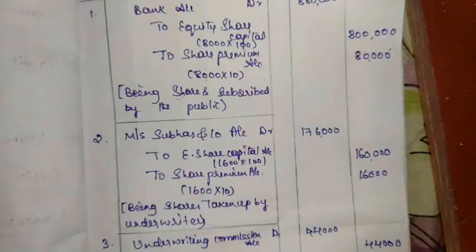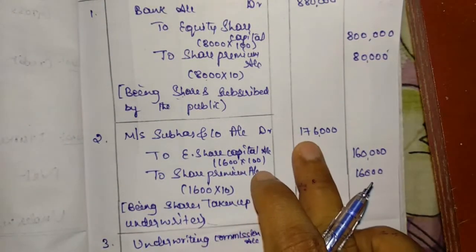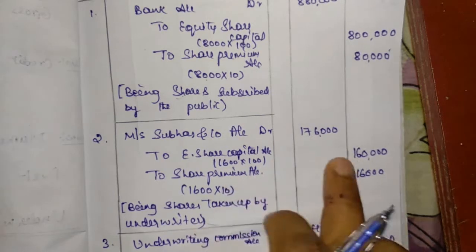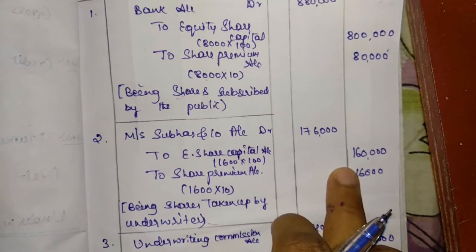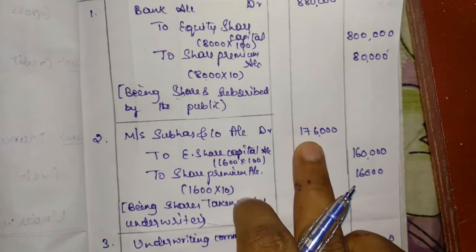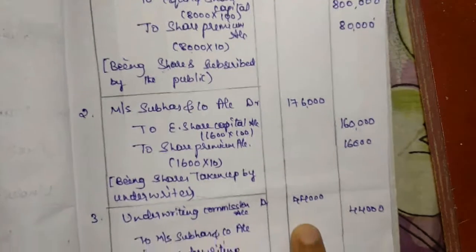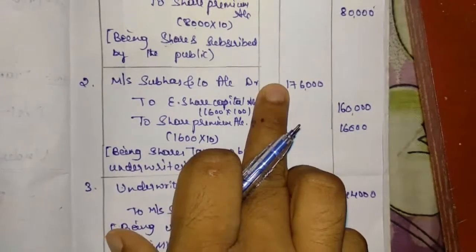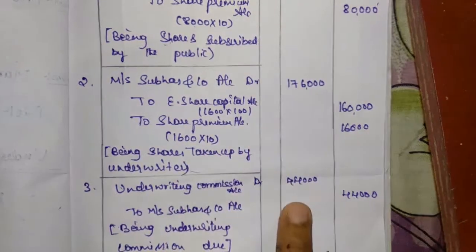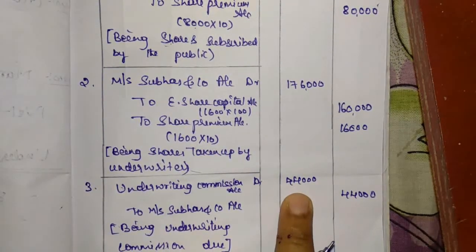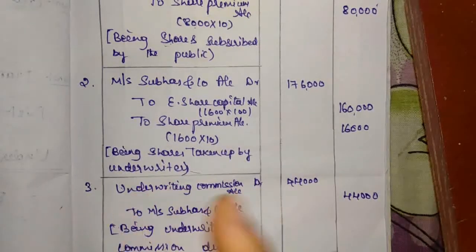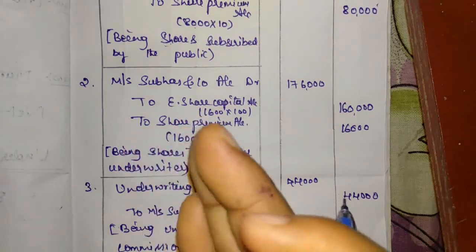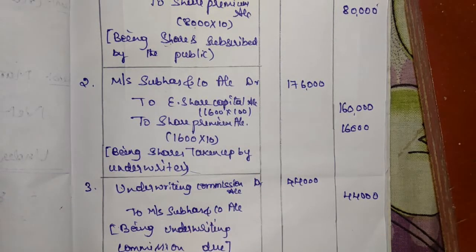Here, what is the total amount due from underwriter? That is 1,76,000. That means for taking up shares of the company, he need to pay 1,76,000 to the company. But what is the commission due from the company to the underwriter? That is 44,000. So total amount due from underwriter is 1,76,000, and from the company amount due is 44,000. The balance, who need to pay now? That is underwriter. He need to pay the amount to the company. So amount due from the underwriter to the company.